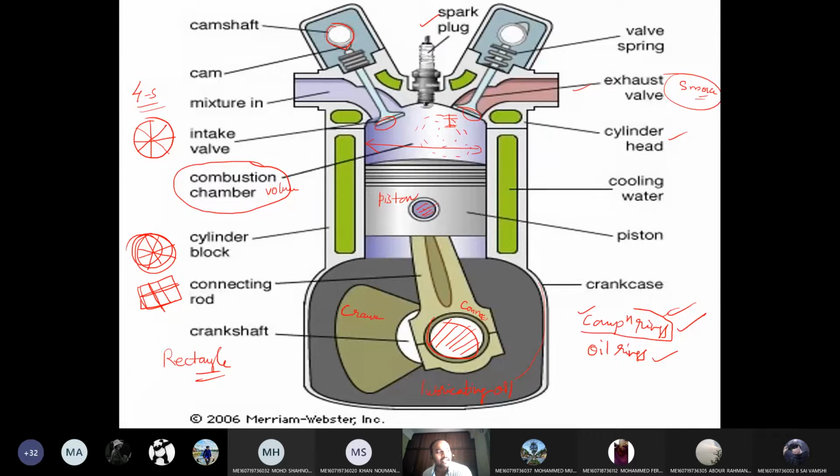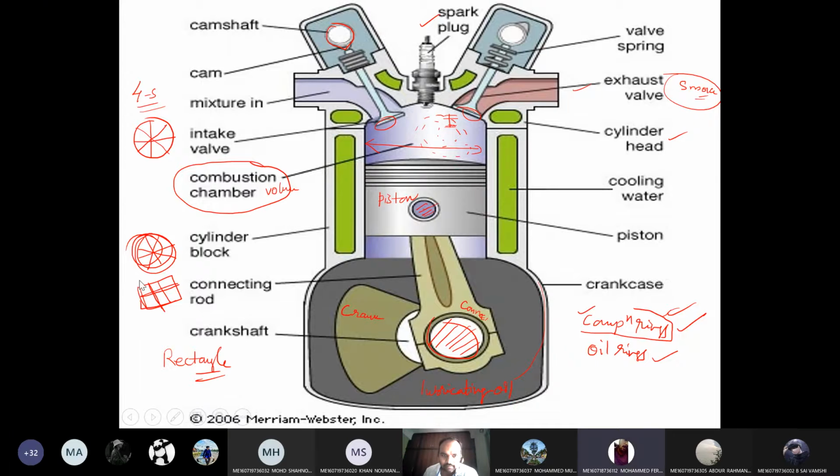Some rotary something I heard. Sir, they are triangular in shape, rotary engine. So how is that possible? No, rotary engines are not triangular in shape. They are also cylindrical. No, you check once again.